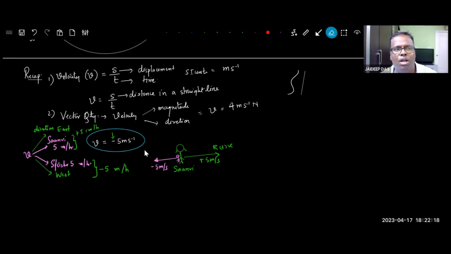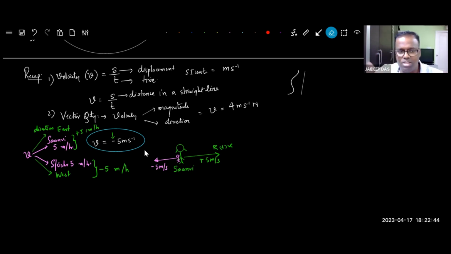So if you say, what is the velocity of Sanvi? 5 kilometers per hour. Sir, can you be specific? 5 kilometers per hour east. Sir, what did you reply in the first option? I was actually talking about speed because I didn't give the direction. What is the velocity of our sister? Negative 5 kilometers per hour. Okay, the two sisters are walking apart from each other.